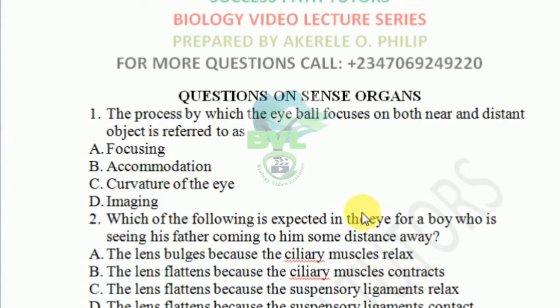The process by which the eyeball focuses on both near and distant objects. We can also say lens. Either way, whether eyeball or lens is still correct. What is that process called? It is called accommodation. So the answer to number one is accommodation.